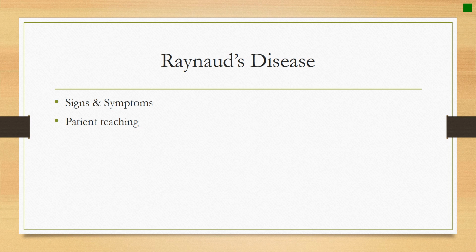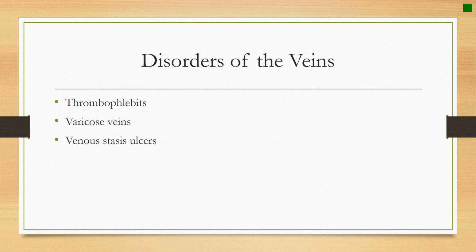It may be treated with beta blockers and vasodilators. Patient teachings include keeping extremities warm, avoiding contact with cold objects, no smoking, no caffeine. Brief warm water soaks may provide relief from vasospasms also. Disorders of the veins. We will look at three conditions associated: thrombophlebitis, varicose veins, and venous stasis ulcers.